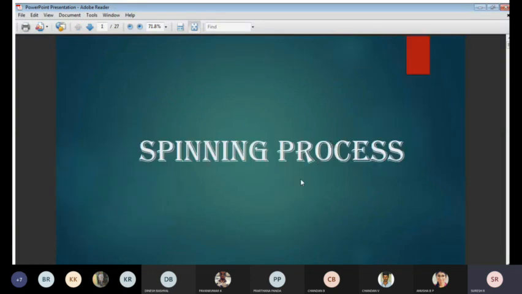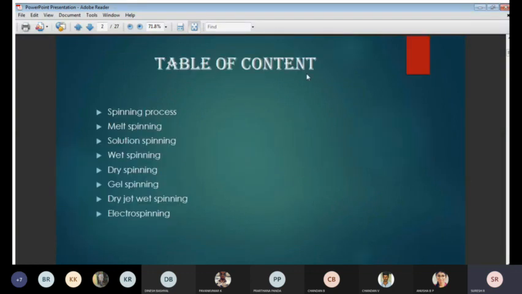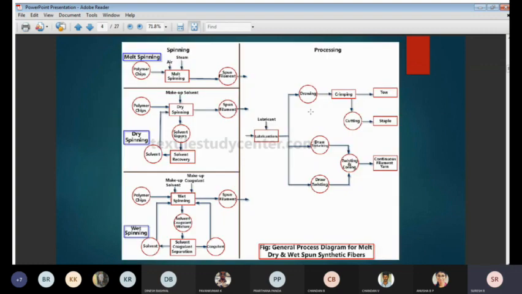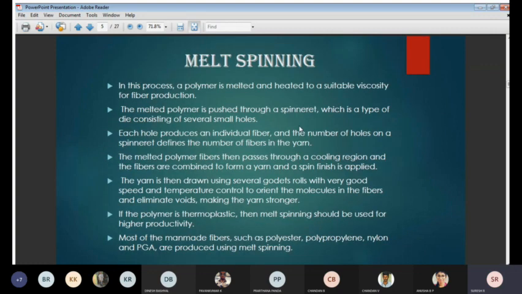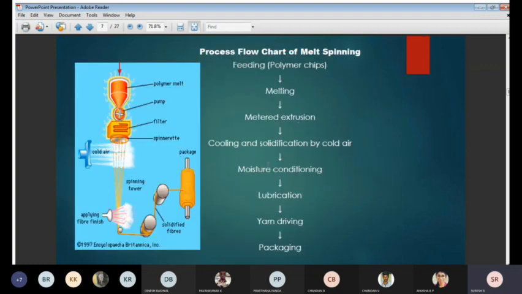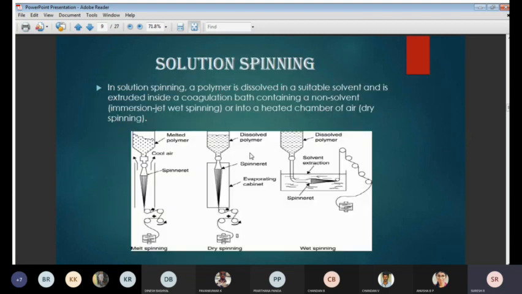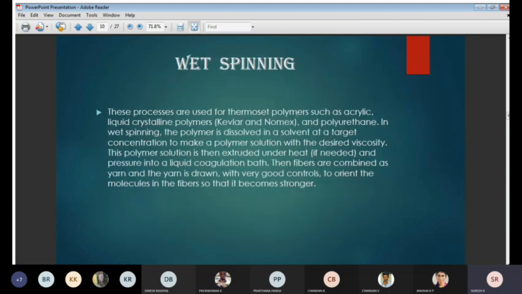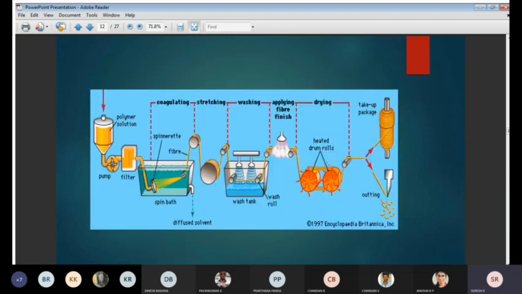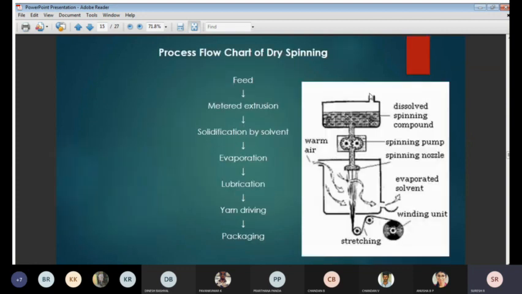In the last class we studied clearly what the spinning process is, and what the melt spinning process is. I showed the flow chart and explained the melt spinning process in the last class itself. So this is how it works. We told the advantages and disadvantages. Next we went through the wet spinning process. We showed the diagrams and I explained the wet spinning process. And in this class we have seen the dry spinning process.